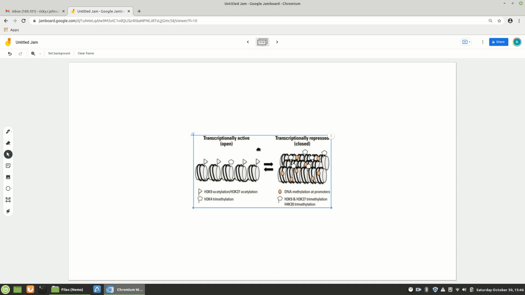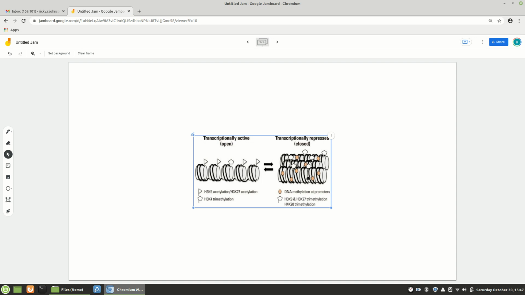So you need to be able to read these and understand that. We really aren't going to go into that much detail, but you can see that these marks pretty much make it open chromatin, and here these marks compacted it quite well and closed off the chromatin, and that's what we're trying to see here. This is transcriptionally repressed, this is transcriptionally active. We call this open and this closed.